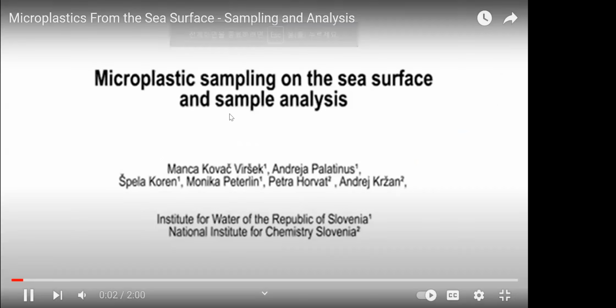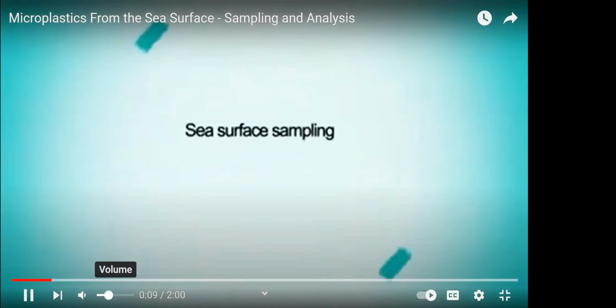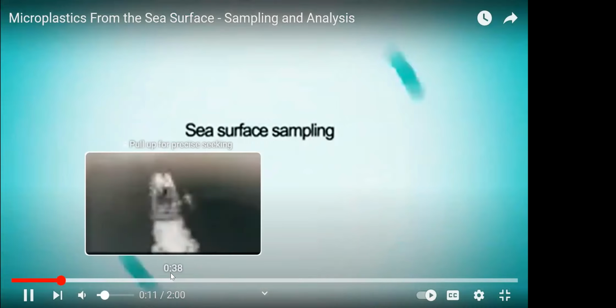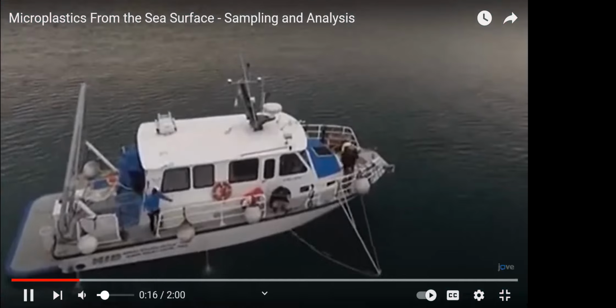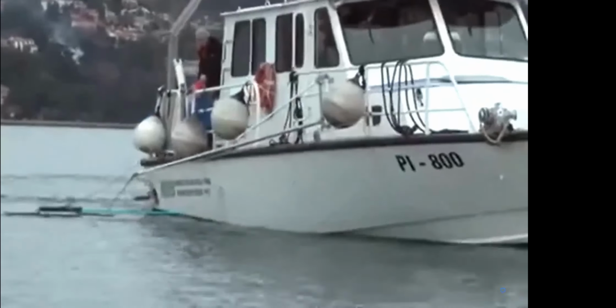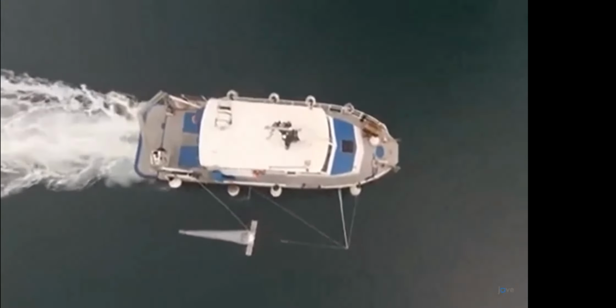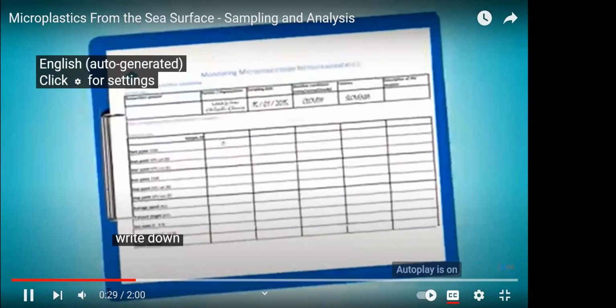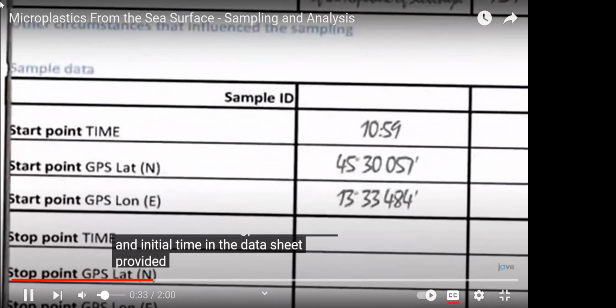This protocol describes microplastic sampling and sample analysis on the sea surface. Sea surface sampling. Deploy the MantaNet from the side of the vessel using a spinnaker boom or A-frame using lines and carabiners. Deploy the MantaNet out of the wake zone in order to prevent collecting water affected by turbulence inside the wake zone. Write down the initial GPS coordinates and initial time in the datasheet provided.